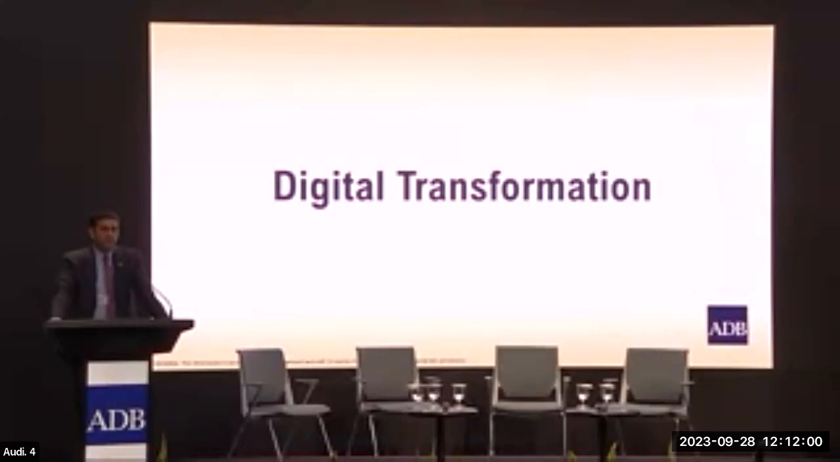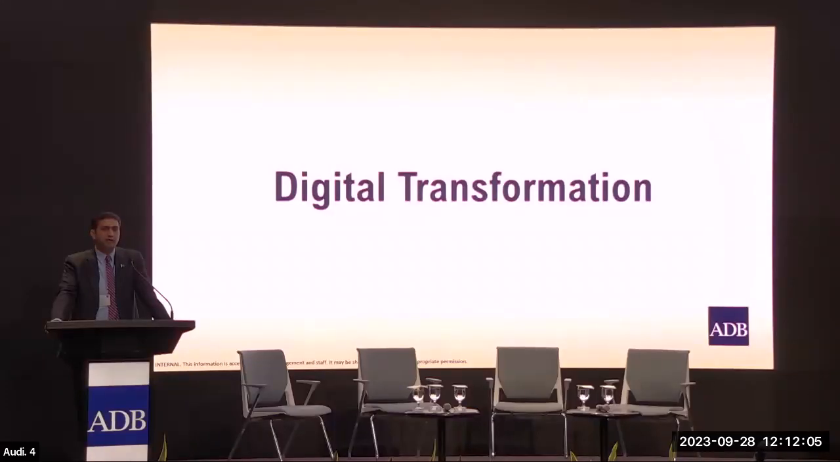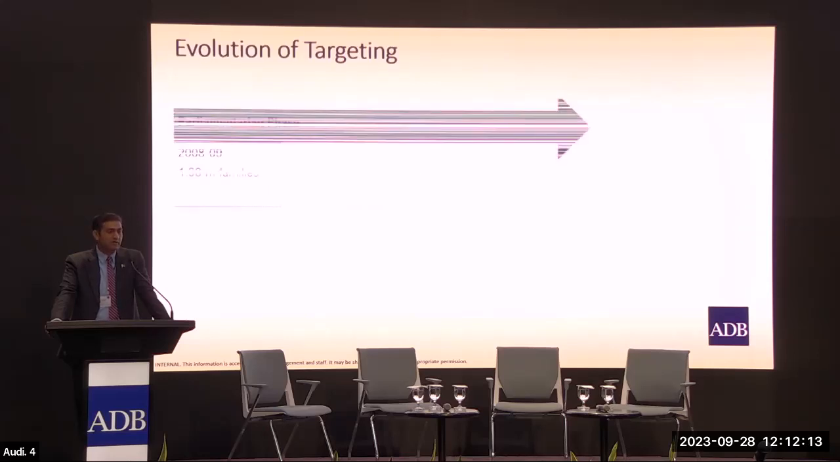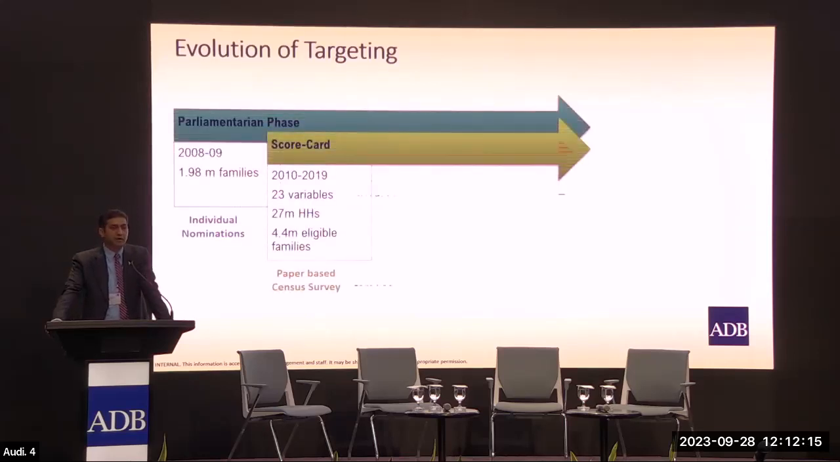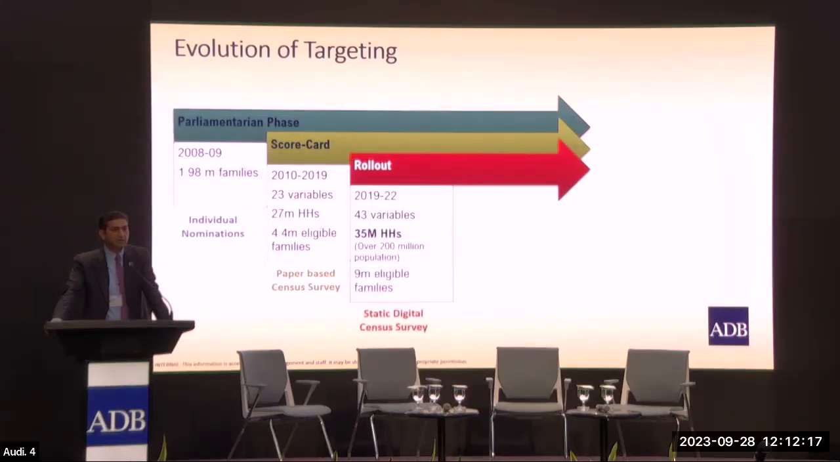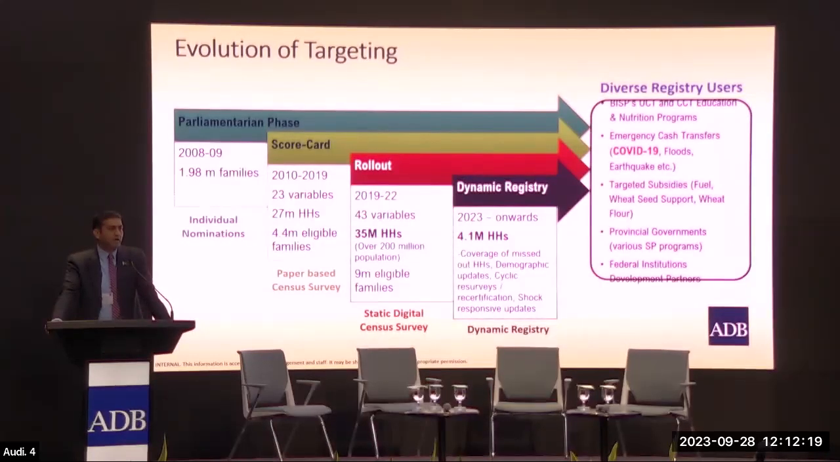So what are the three key important factors which actually helped us to make our program a digital program, digital implementations, and we call it a digital transformation. So first one is the evolution of targeting. We started with community-based targeting, parliamentarian-based targeting in 2008, covering 1.98 million families.